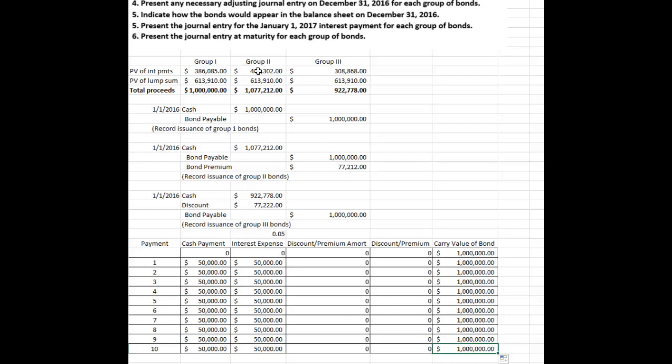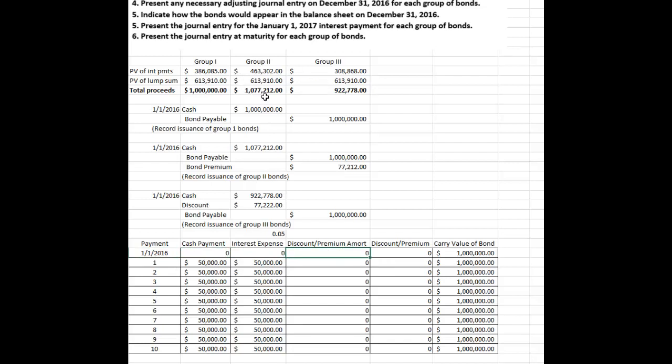When we get to the second grouping of bonds, it's much more difficult and harder to understand. So what changes in this? This is January 1st of 2016. For the second group of the bonds, we're not going to make a cash payment yet. There's no interest expense, but there's this premium, right? Because we received more cash than we were asking for.